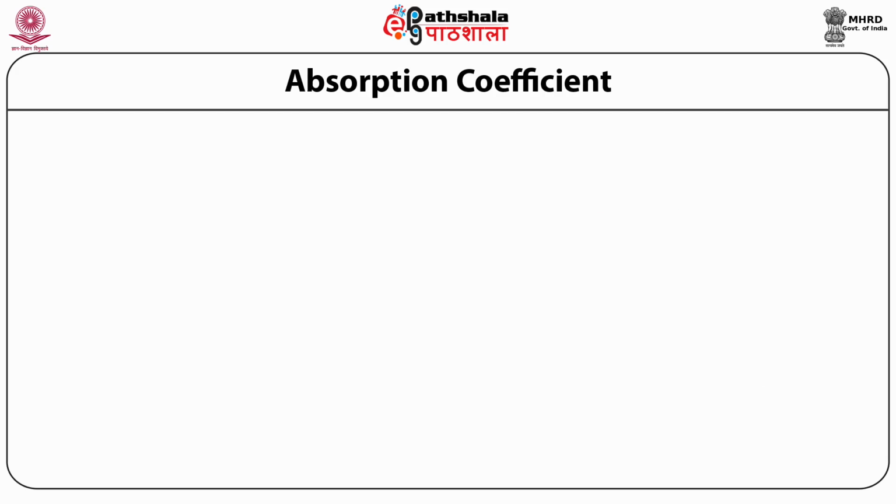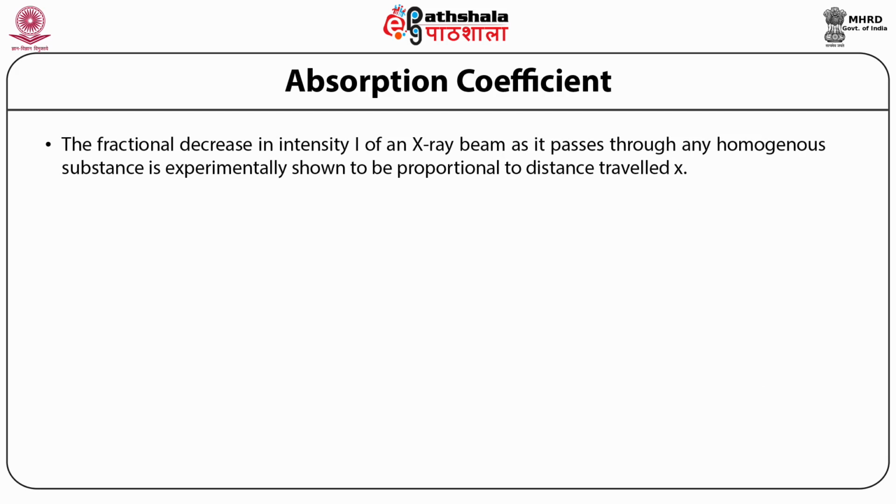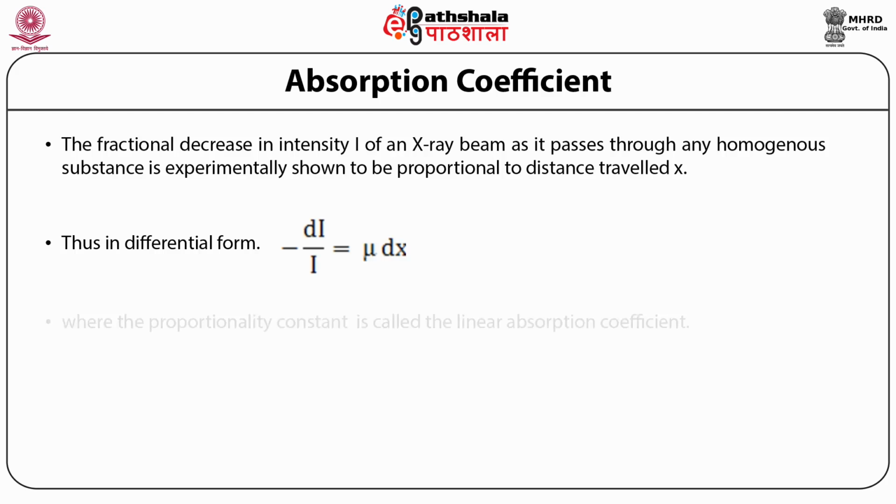Absorption coefficient. The fractional decrease in the intensity of an X-ray beam as it passes through any homogeneous substance is experimentally shown to be proportional to the distance it has traveled. In differential form, it can be given as minus dI by I equals mu dx, where the proportionality constant is called the linear absorption coefficient and it depends on the substance being studied. It depends on the density of the substance and the wavelength of the X-rays.